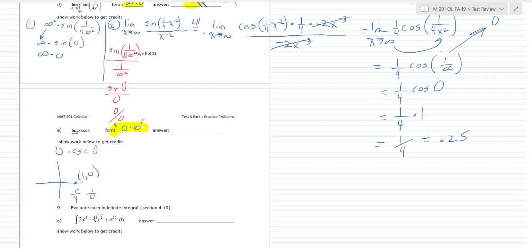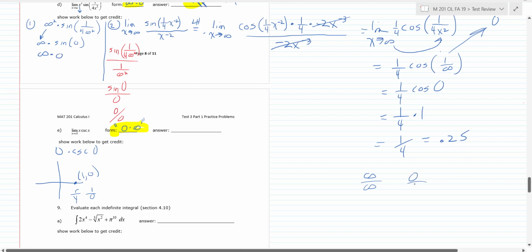Okay, so we know that we got a valid form. So again, we need to turn this into a fraction, and we need to see if we can make this into either an infinity over infinity or 0 over 0 form. You have two choices. You could bring the x to the bottom. You could bring the cosecant to the bottom.